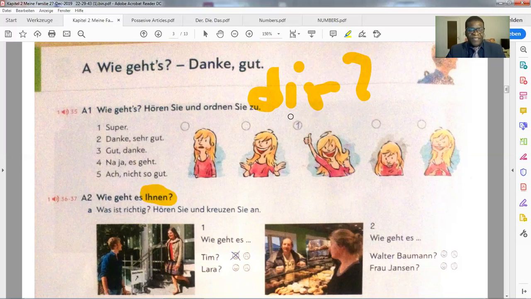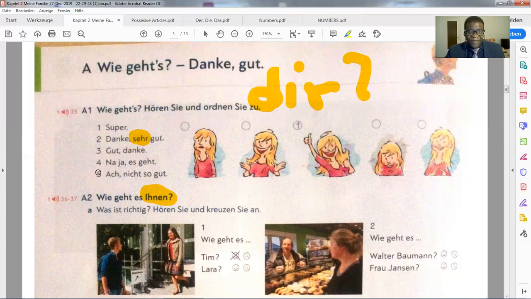So, wie geht es dir, for instance? You can answer super, okay? Or you can answer danke, sehr gut. Sehr means very, okay? Thank you, very good. Or you can answer just gut. Danke, gut, thank you. Or you can respond here, na ja, es geht. I mean, it's not even a German word to translate. Just like, oh, ja, oder. Ja is yes. Na ja, es geht. Remember, es means it. It goes, or it's going, or life is going. You get a point?